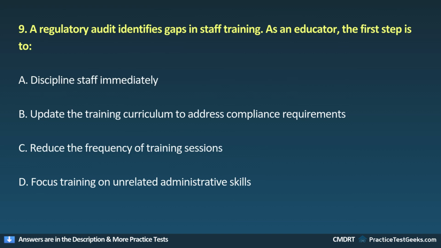9. A regulatory audit identifies gaps in staff training. As an educator, the first step is to: A. Discipline staff immediately. B. Update the training curriculum to address compliance requirements. C. Reduce the frequency of training sessions. D. Focus training on unrelated administrative skills.